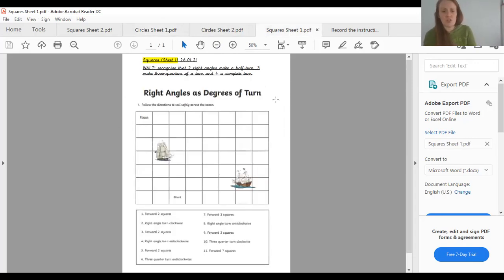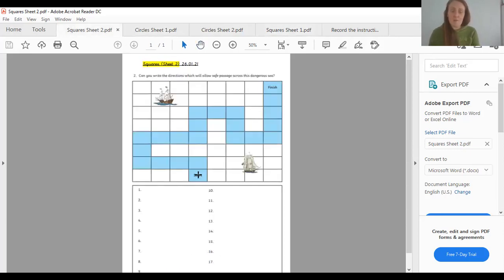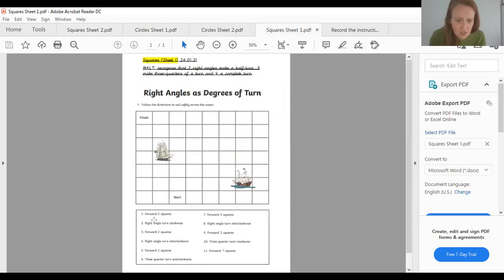Squares, you have also got 2 sheets. Your first sheet is to follow the directions to sail safely across the ocean. You're starting on the start here, forward 2 squares, and you follow the directions to see whether you can get to the finish line. You're drawing a line to show how you get to the finish line using these instructions. On sheet 2 squares, you've got a path already labelled out for you to get from a start to a finish, and you've got to have a go at writing your own instructions. Instructions like forward, a right angle turn clockwise, a right angle turn anti-clockwise are the kind of things you're going to need to use.